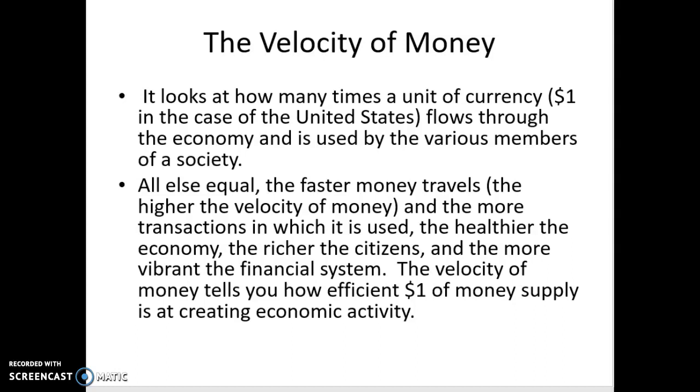And when we see a high turnover, usually in the classroom, we have a lot from Chicago G7, Atlanta's common F6. We don't usually get a lot from New York for some reason. Anyway, the faster money travels, the higher the velocity, the higher turnover, the more transactions in which it's being used. The healthier the economy, the richer the citizens, the more vibrant the financial system. So right now, our velocity of money is probably pretty low because of the pandemic, and money's not turning as fast because we're not using cash as much or as often.